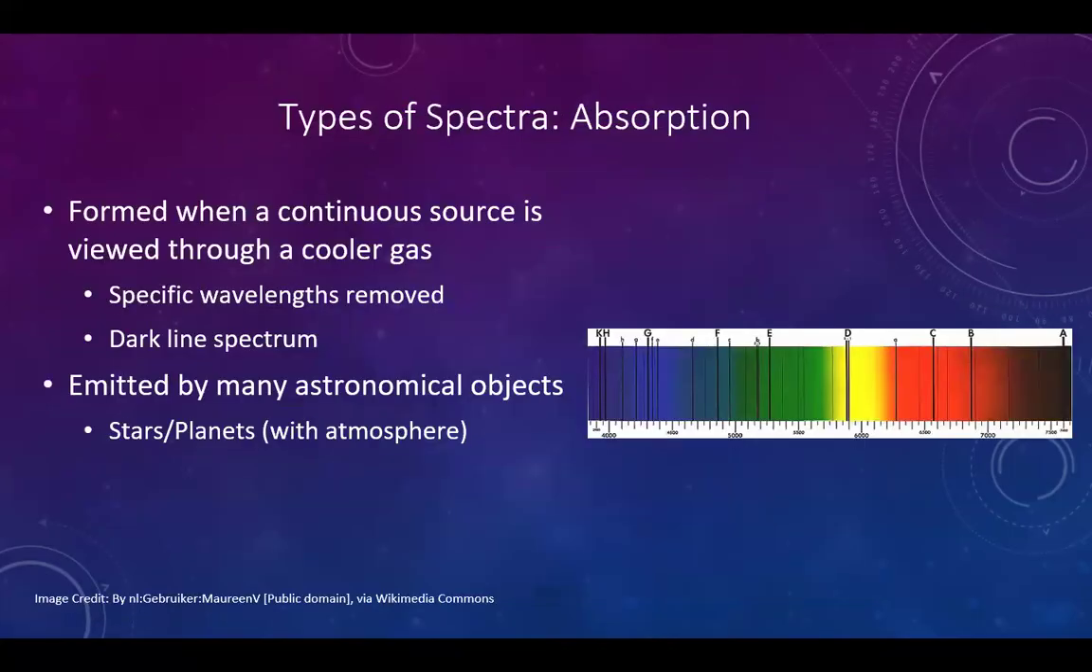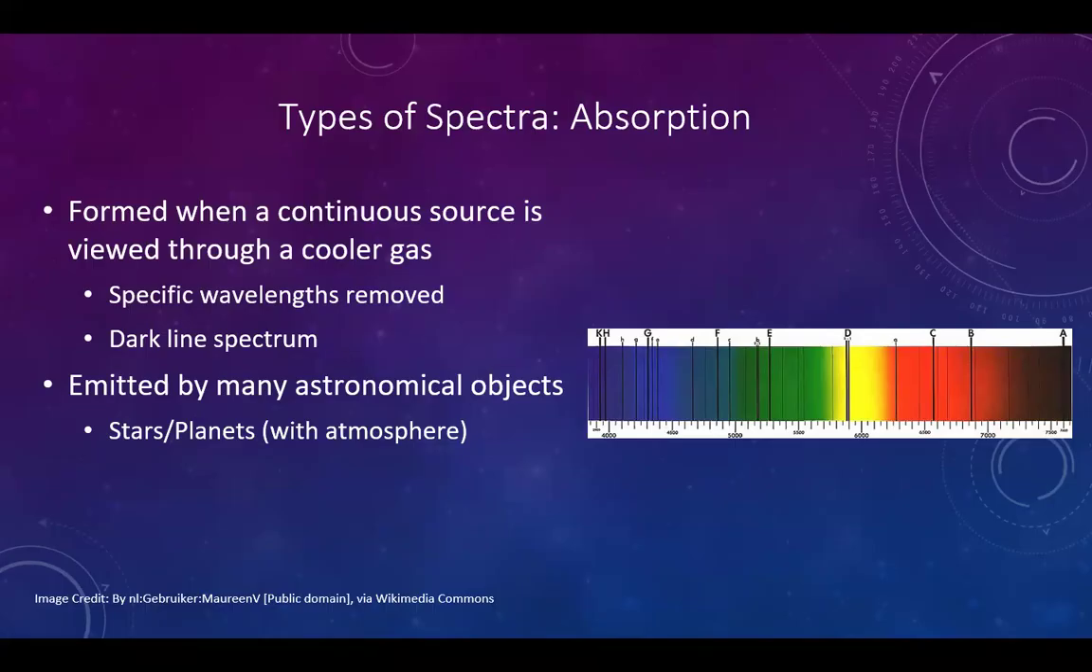So we talked about what happens if you have an electron falling down when it got excited. Well, the opposite thing can happen as well. If you have light hitting an atom, it can excite an electron, and that will absorb some of the light. And that creates an absorption spectrum. So this is little dark lines along that black body continuous background. This is formed in a continuous source viewed through, say, a cooler gas. Specific wavelengths get removed, and you have a dark line spectrum.